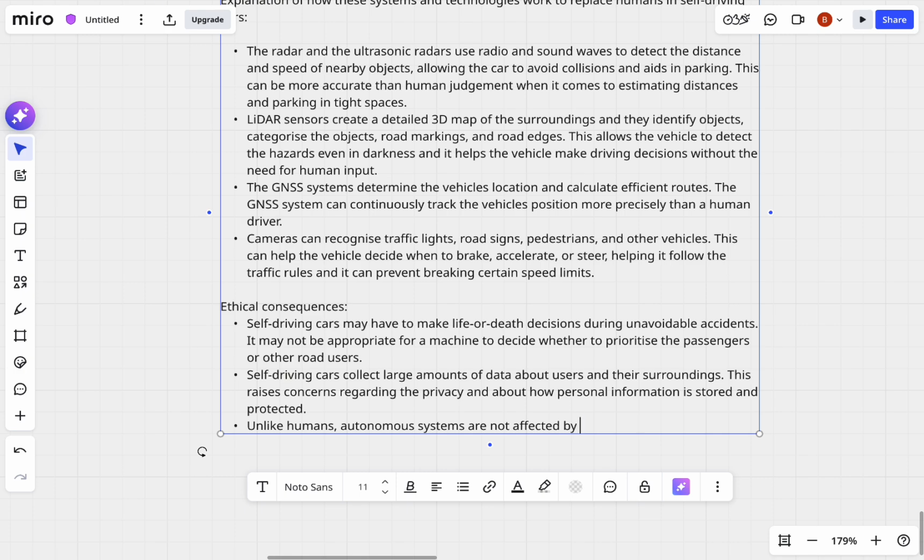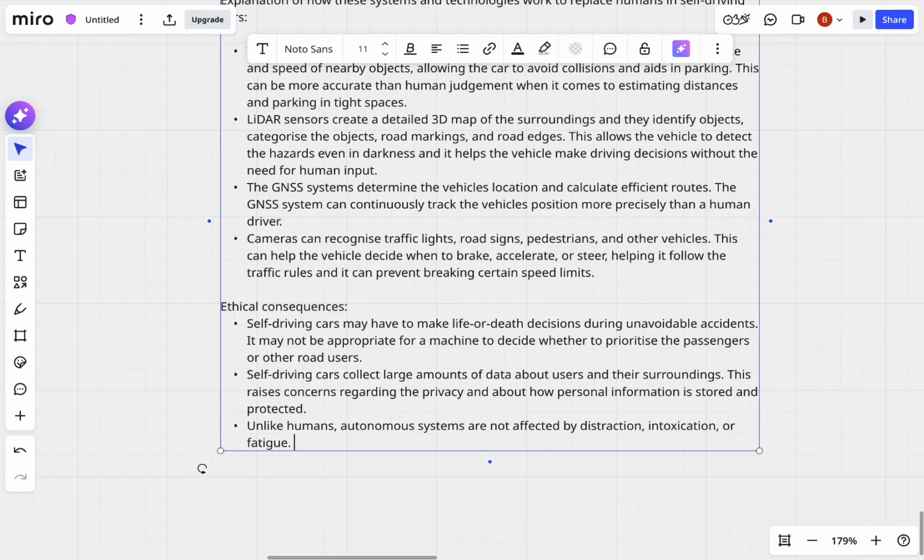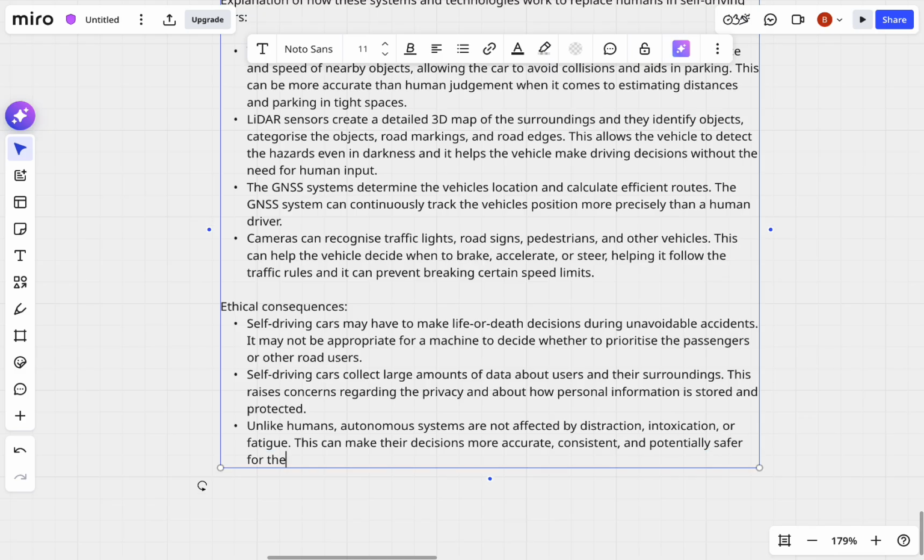So that's another point. Are not affected by distraction, the phone example, intoxication, or fatigue. This can make their decisions more accurate, consistent, and potentially safer for the passengers.